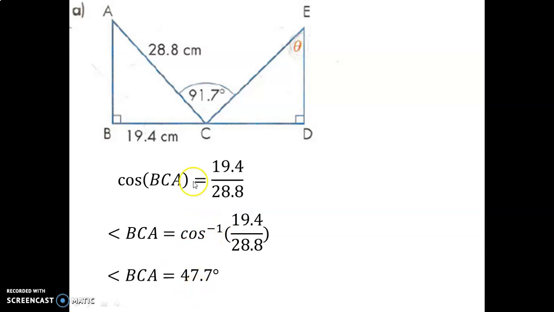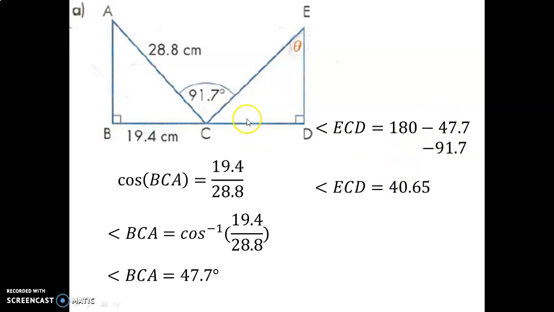Now we have the angle of 47.7 degrees. If you're not able to get that before, think about how you can proceed now. Now that you know this angle, how can you get this one? And if you know that angle, can you then very easily get this angle? So here we go with that. We have angle ECD equals 180 minus these two. These three angles here all together make 180 because we have a straight line here. So we just found this one to be 47.7. We have this 91. If you subtract those two from 180, you'll be left with this one. And that means ECD, that angle here, is 40.65 degrees.